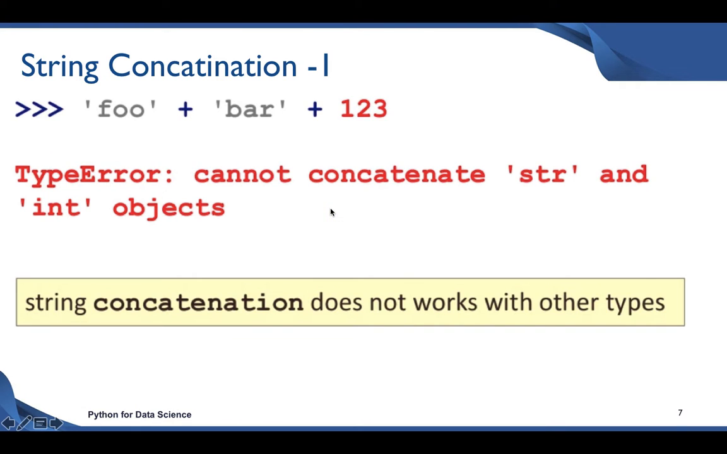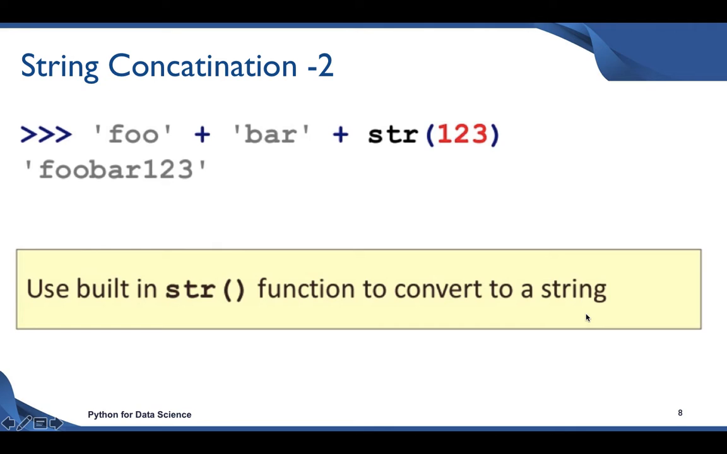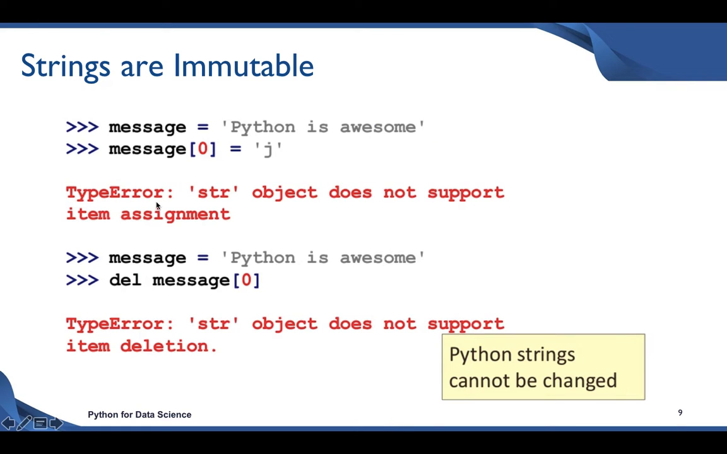right? So we are trying to add 1 to 3. It has given us the type error that says cannot concatenate string and integer objects, and the string concatenation does not work with other data types, right? Instead we use str, and then we have concatenated successfully.